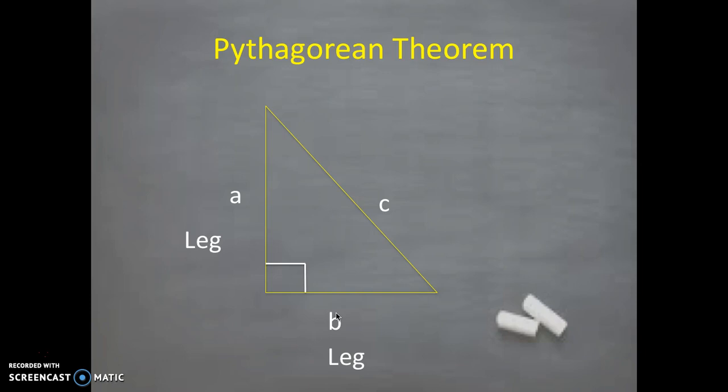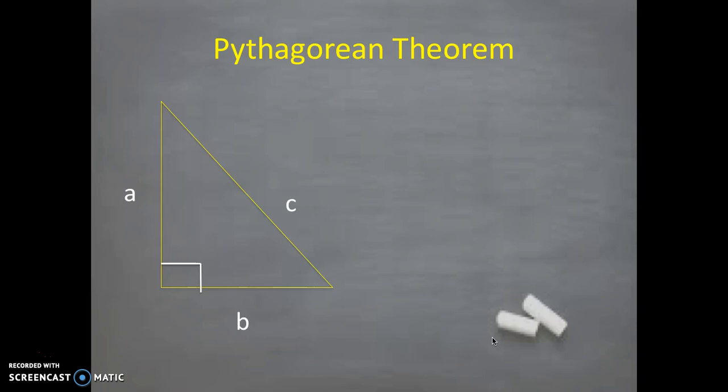Side C is always the side opposite of the right angle, and it is called the hypotenuse. We know that it's the hypotenuse because it's on the opposite side of the right angle, and it's always the longest side. It's really important to know these terms because you will be using them to understand the Pythagorean Theorem and to solve application problems with the Pythagorean Theorem.